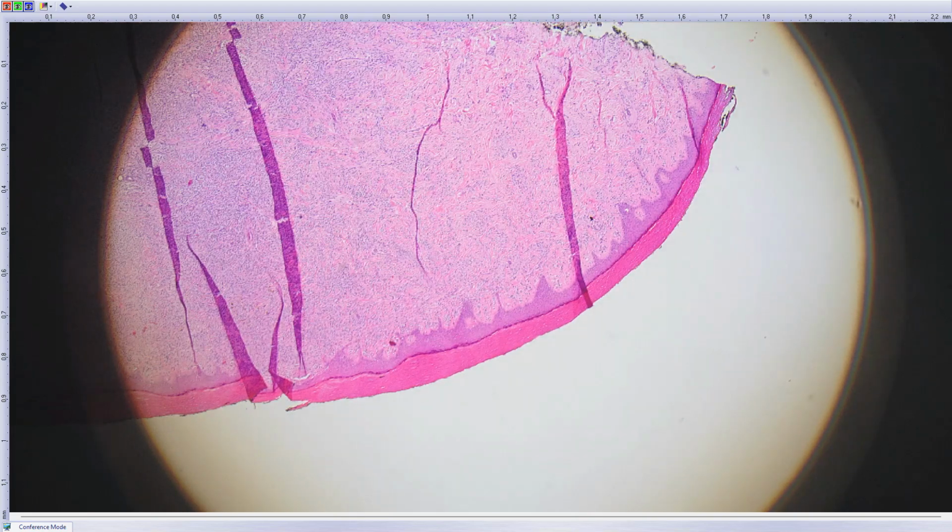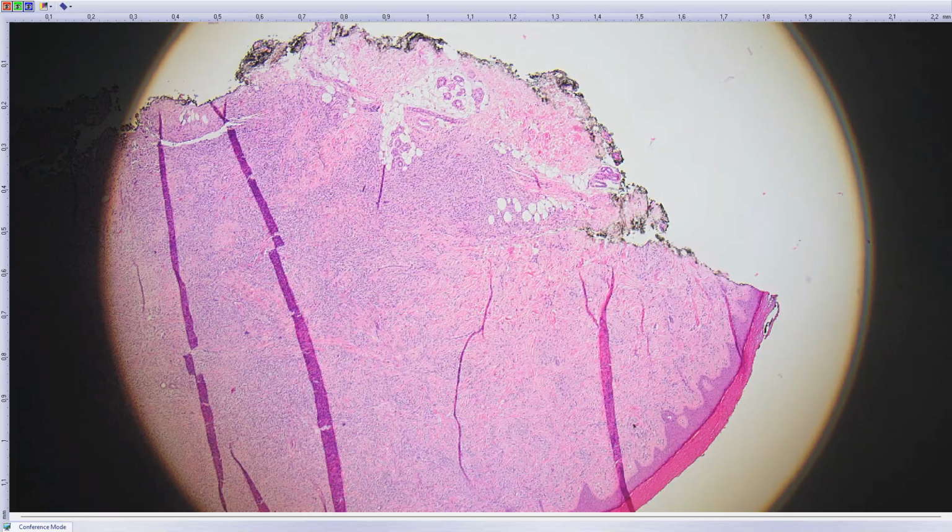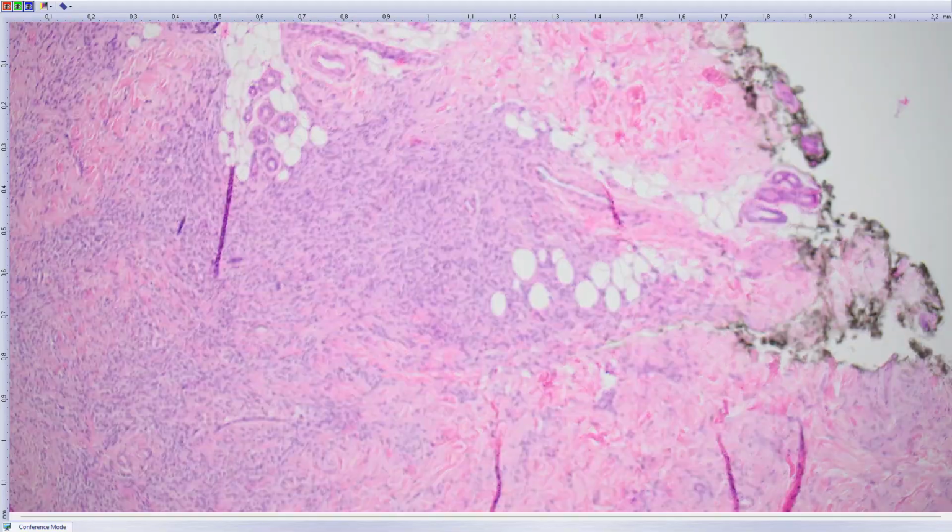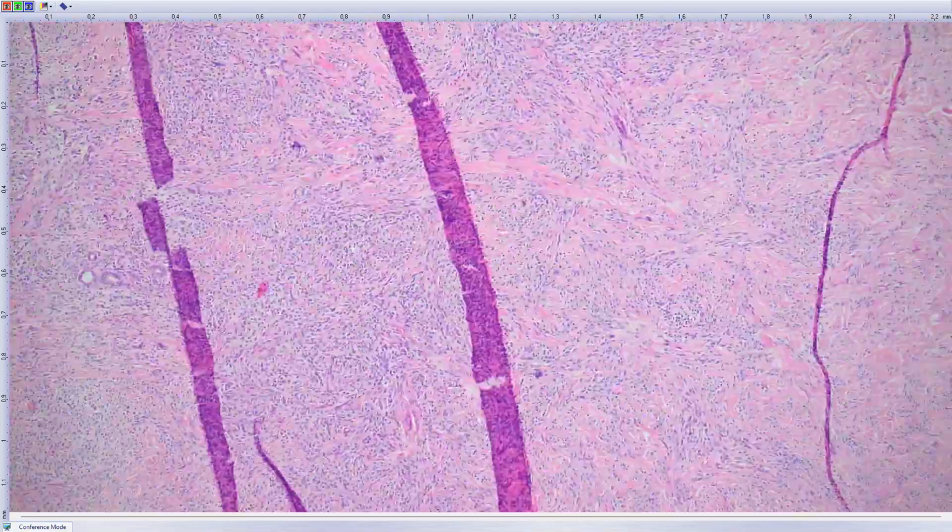And I did EWSR1 FISH, it was negative, and then I did a small targeted DNA panel which found a GNAQ mutation. So this is a cellular blue nevus. I think some dermatopathologists could call it based on morphology, but I don't see these tumors so often, so I felt better doing molecular.